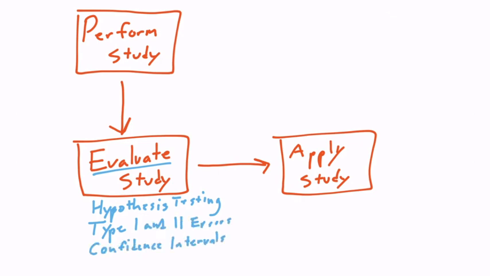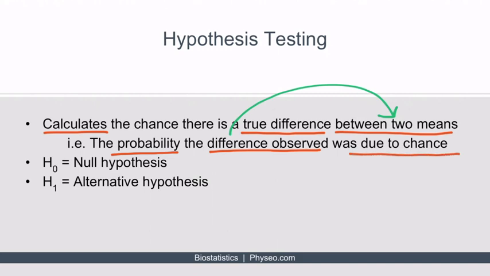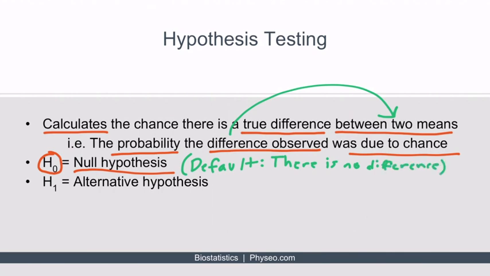So let's get started. Hypothesis testing calculates the chance that there is a true difference between two means. Another way to say this is that in hypothesis testing, you find the probability that the difference that you saw, as in the difference between the two means, was due to chance. And there are two terms you need to be very familiar with. H subscript 0, that's the null hypothesis. By default, the null hypothesis states that whatever you're presenting is false. In other words, there is no difference. And H subscript 1, the alternative hypothesis, is the hypothesis that you're presenting.